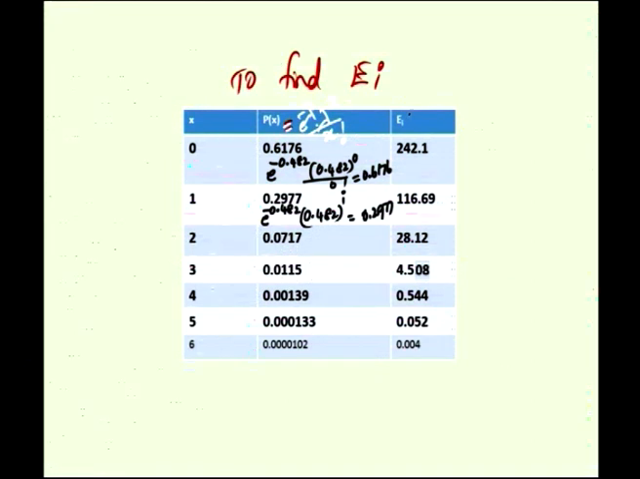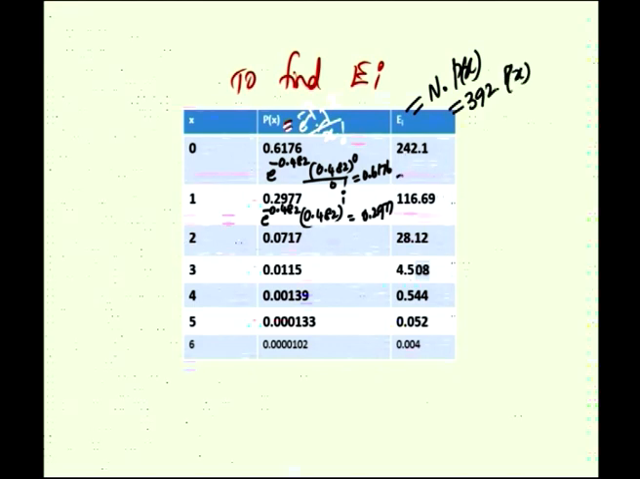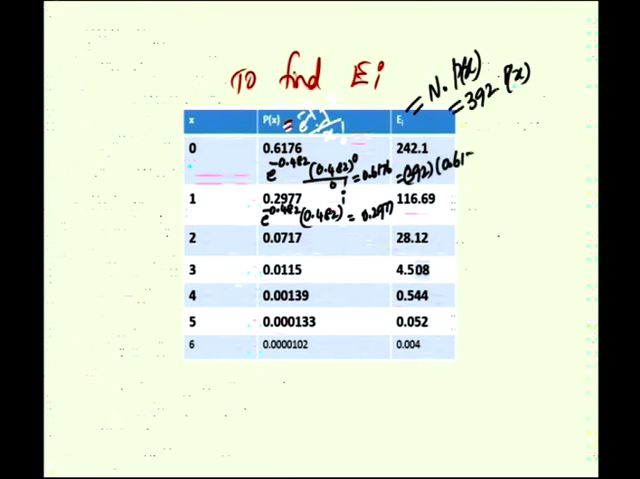Then EI are just calculated as capital N into the P of x values. Capital N here is totally 392 pages, right, into P of x. So, this 242.1 is actually 392 into 0.6176.